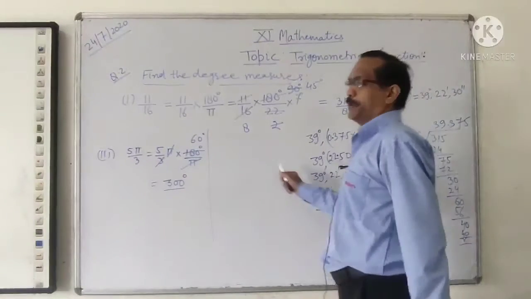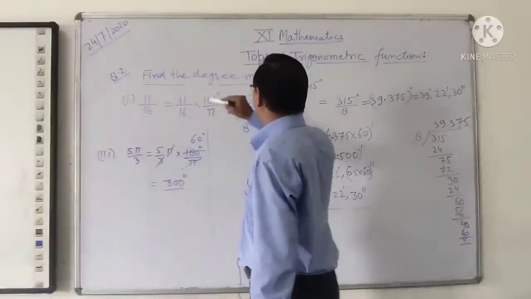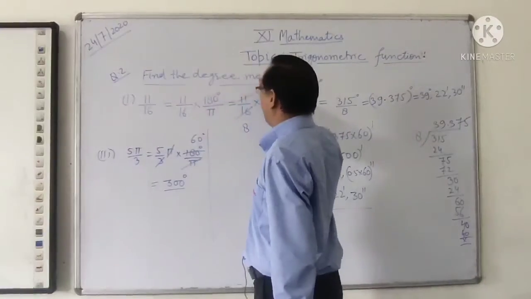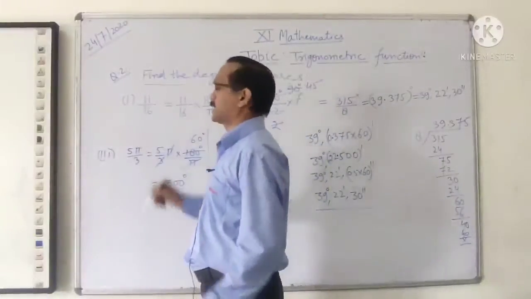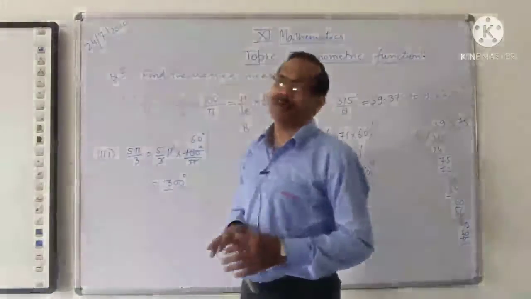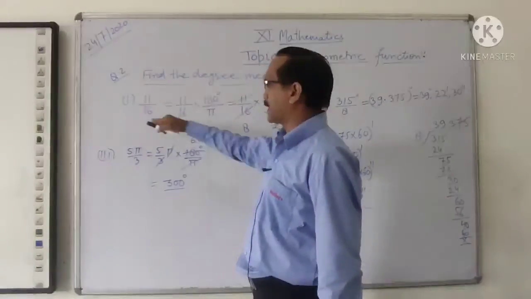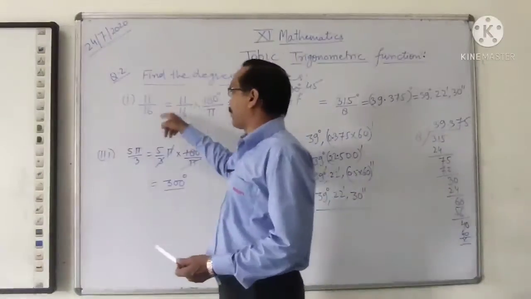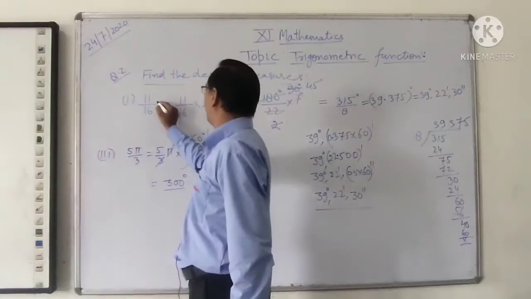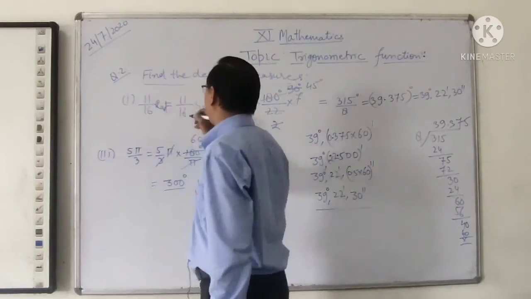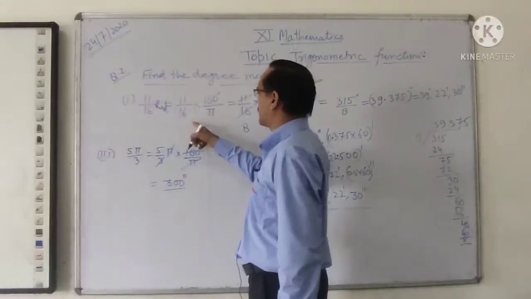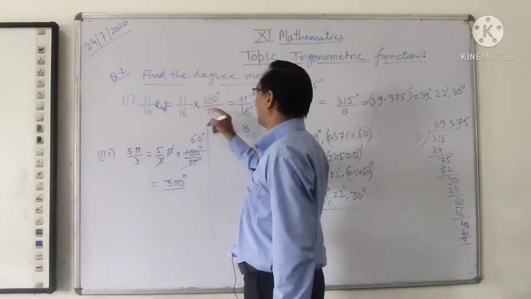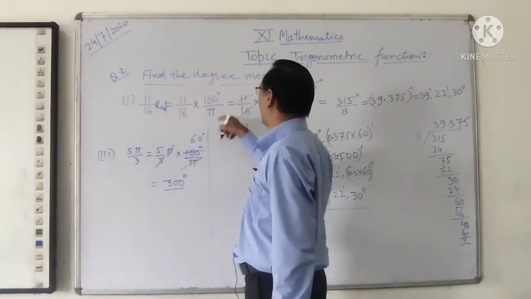Students, now question number 2. Here you have to convert radian into degree measure. So find the degree measure. The question is 11 upon 16. Students, you must know that whenever numbers are given, all the numbers are considered in radian. So 11 upon 16 is in radian. We have to convert this into degree. So 11 upon 16 into 180 degree upon pi, because 1 radian equals 180 degree upon pi.